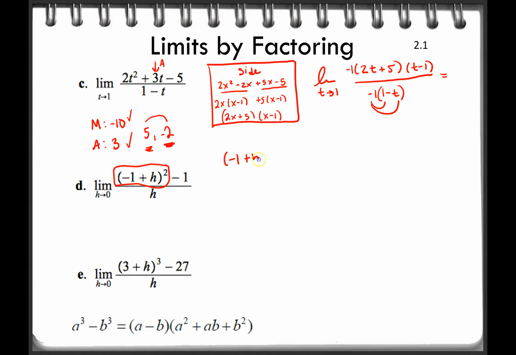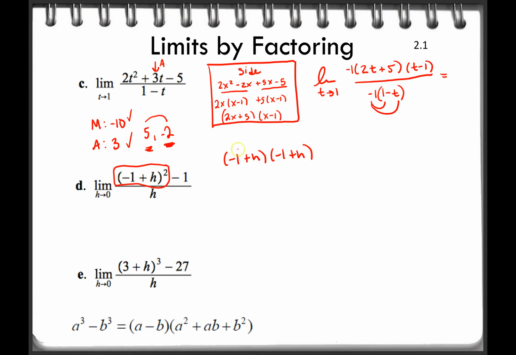That's -1 plus h times -1 plus h. First, outer, inner, last. Okay, this is review. If you do the box method, that's great. You can kind of do this one, which would be -1 plus h, -1 plus h, and you get your box. I'm going to do FOIL.